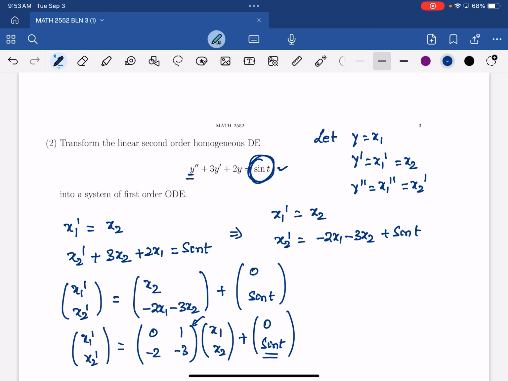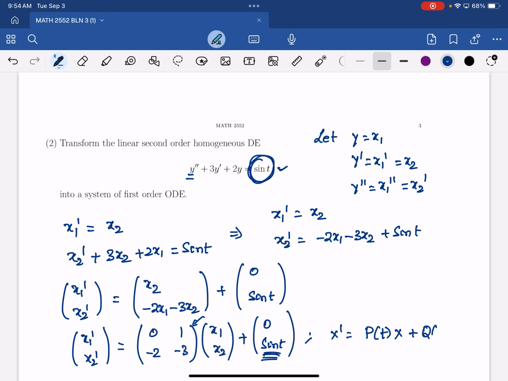Are you with me on that? 0, 0, sine t. If it's a fourth order differential equation, then my non-homogeneous term would be 0, 0, 0 and a sine t. Do you agree with me on that? The sine t would be the last term at the bottom, like here. Is that clear? So this is in the form of x prime equals p of t times x, plus q of t.